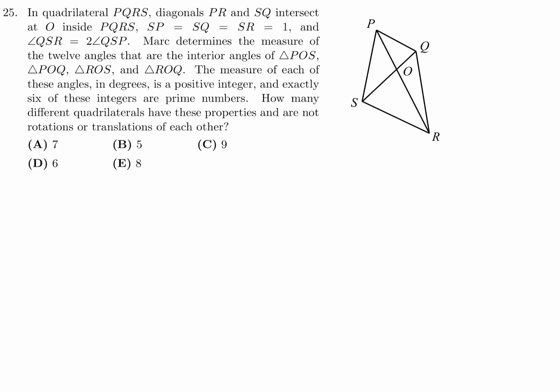PQRS diagonals PR and SQ intersect at O inside PQRS. SP is equal to SQ is equal to SR is equal to 1. And angle QSR is equal to 2 times angle QSP. Mark determines the measure of 12 angles that are the interior angles of triangles POS, POQ, ROS, and ROQ. The measures of each of these angles in degrees is a positive integer, and exactly 6 of these integers are prime numbers. How many different quadrilaterals have these properties and are not rotations or translations of each other?